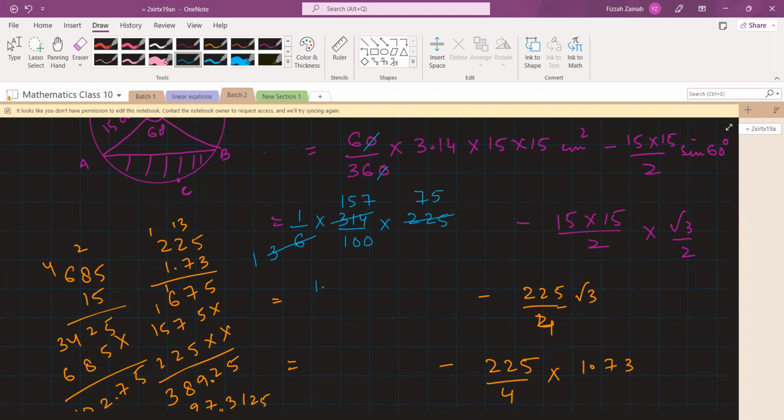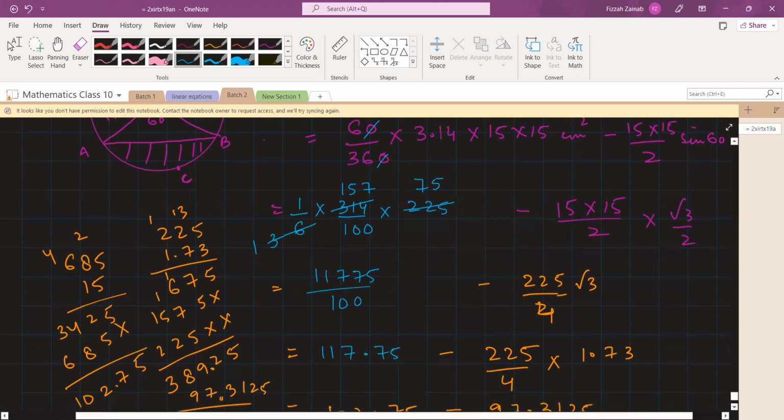Which is how much? 11775 divided by 100. Is that clear? So I should get 117.75. Harsha, is this correct?